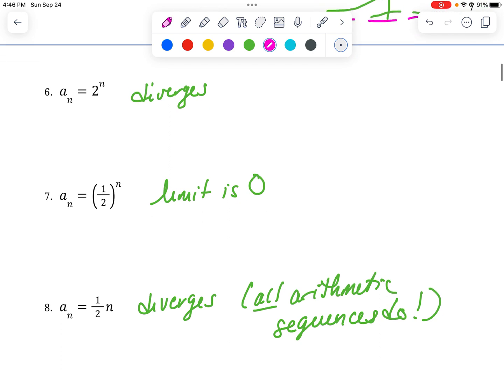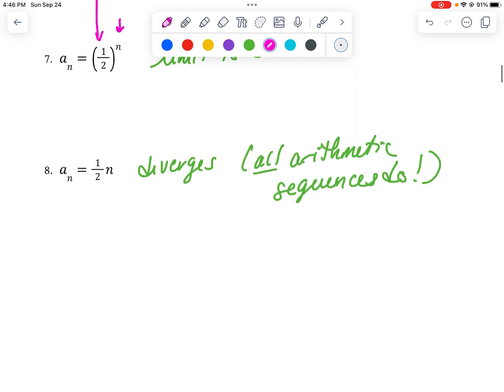Number 6, diverges. That is something that's just getting larger and larger and larger for all time. Whereas number 7, although similar in structure, these both have a number as a base. They both have an n as an exponent. This second one, number 7, actually does have a limit, and that limit is 0 because this is ever shrinking, whereas 6 is ever growing. And then number 8 is divergent.